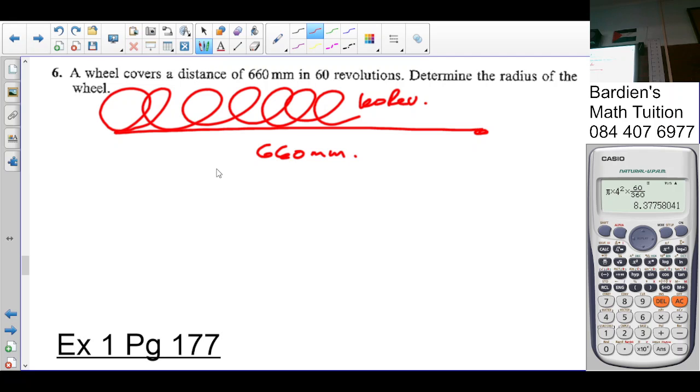Not so? Which means the total distance divided by the total revolutions is going to give you the distance of one revolution. So 660 divided by 60 gives us 11. 11 what? No, the revs. There were 60 revolutions. Millimeters. Why? Because that is not going to give you the circumference of the circle. So don't you say per rev, per revolution, per one revolution.